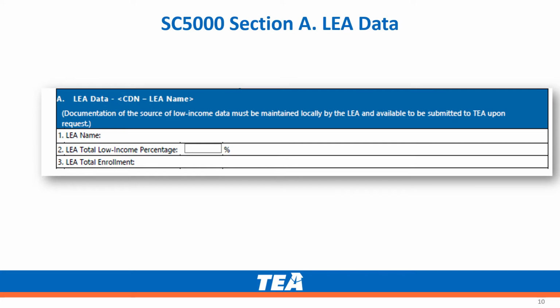The LEA total enrollment in row 3 is a new row that was added for 21-22. The LEA total enrollment is pre-populated with no input required. This number will be automatically calculated based on the sum of the campus enrollment numbers entered by the LEA in Part B.